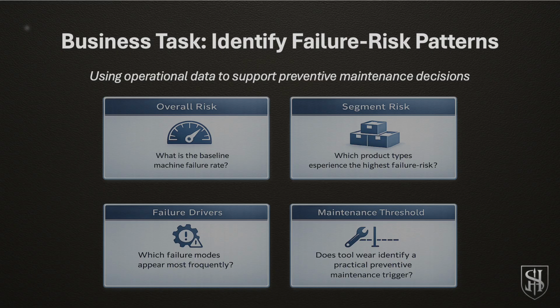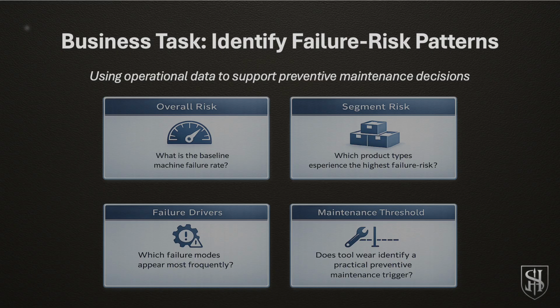The first question is overall risk. What is the baseline machine failure rate? This establishes the starting point for the analysis. Before we can determine whether a product type, operating condition, or tool wear level is high risk, we first need to know the normal failure rate across the full dataset.